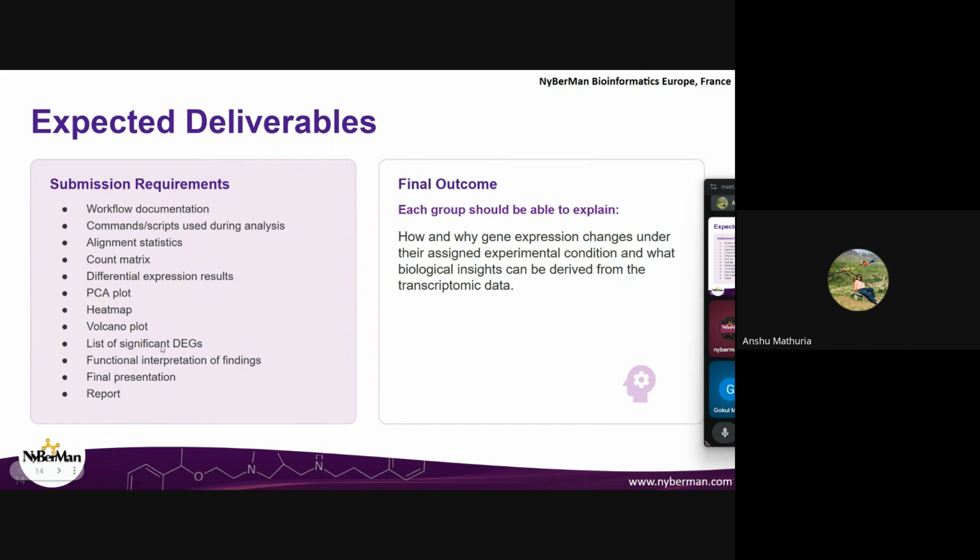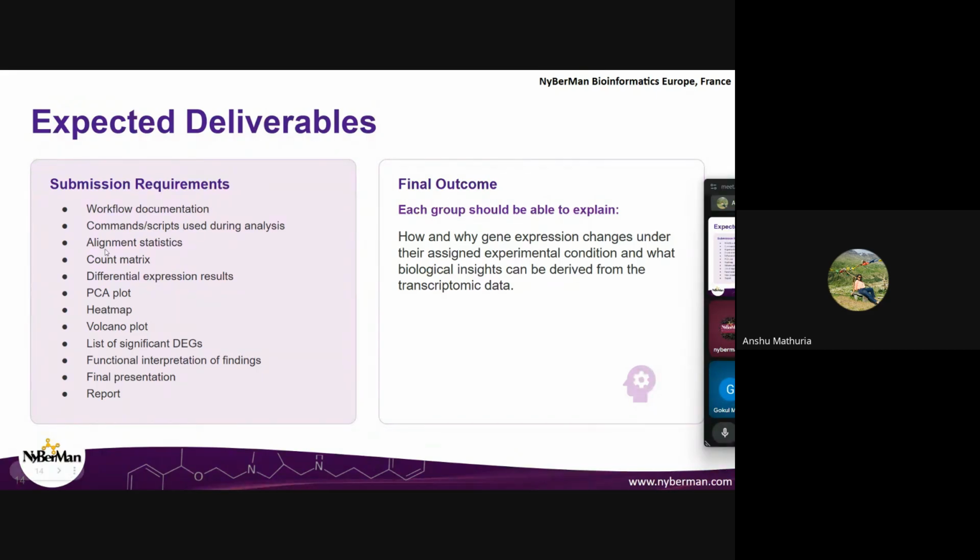This and all you will be saving in a file. The way we wrote in the file in our commands, the similar way you are going to write it in the file. Then you're going to find the functional interpretation. You're going to present all the work, and then you will be finally reporting it in a form of report. So all these things should be present in your report and final presentation that will be looked for, and that is going to be included in the assessment.